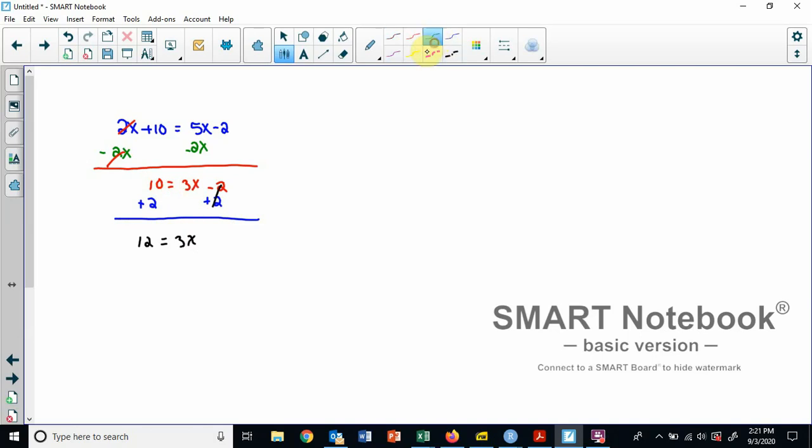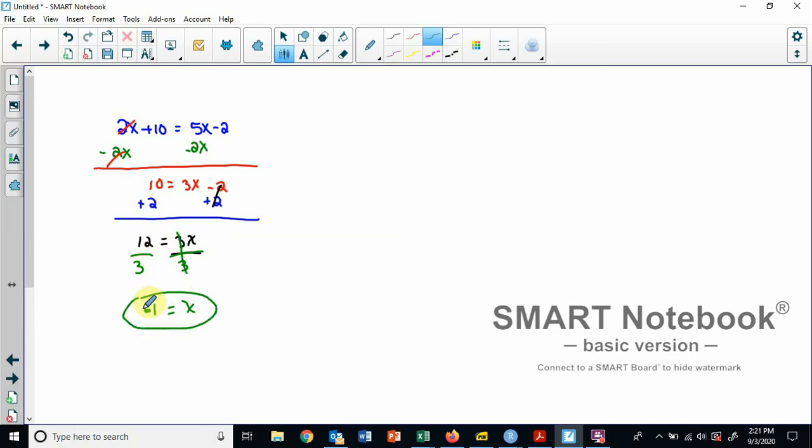Now, is x all by itself? No, it's not. The 3 is with it. That's understood to be multiplication. What's the opposite of multiplying by 3? Dividing this side by 3. Whatever I do on this side, I need to do on the other side. So the 3's are gone. X equals 12 divided by 3 is 4.